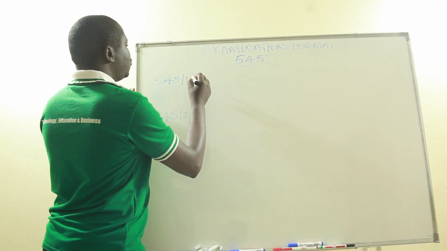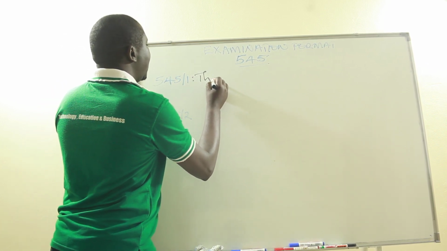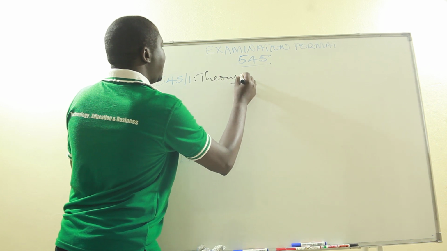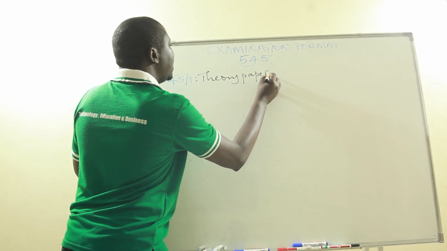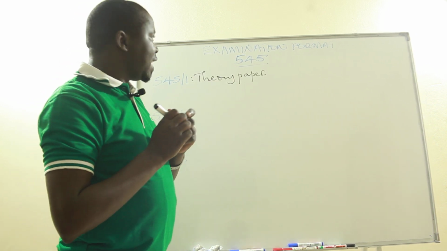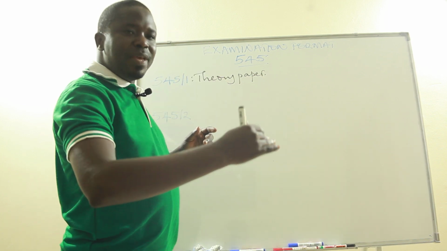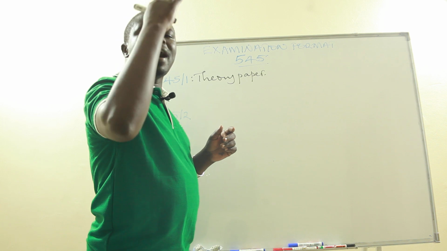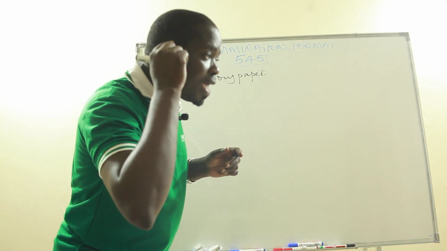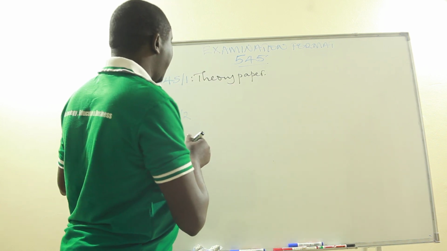Paper one chemistry is called a theory paper, meaning that there is no experiment, there is no practical that you are going to perform. You will only be given the question and then you answer from your brain. So it's a theory paper.